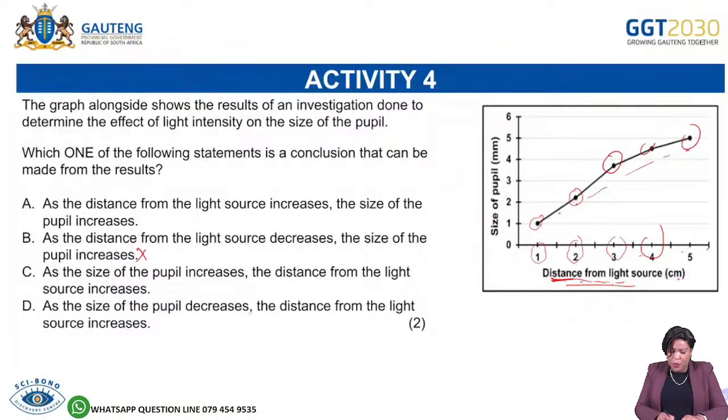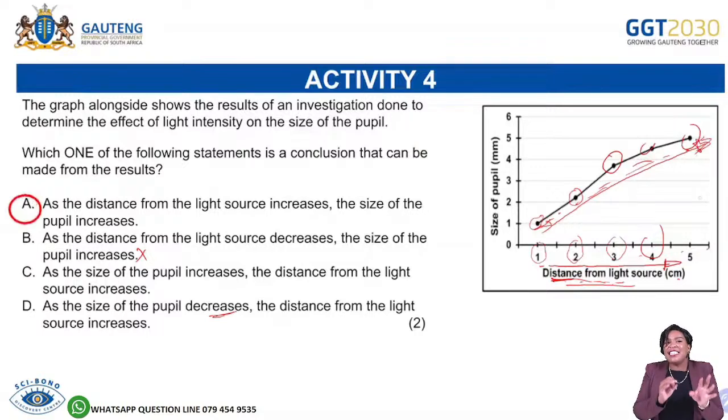As the size of the pupil decreases, remember we said our graph is not telling us anything about decreasing, so we cannot even consider it. Distance from the light increases, so we cannot consider that one. So we are left with A and C. So let us check. As the distance from the light source increases, here, this is the distance increasing from the light source, the size of the pupil also increases. Now look at what is happening to the size of the pupil. It is increasing, going up. So it means we can accept A as our answer.